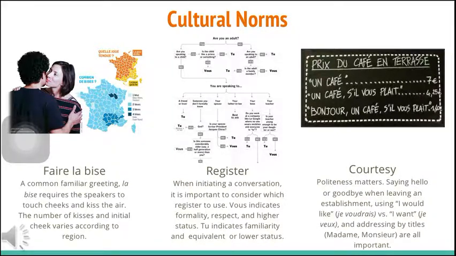Register is extremely important when speaking, as it is an indicator of the formality of the conversation and the relationship between speakers. Saying vous shows formality and respect, whereas tu indicates familiarity or lower status. Courtesy in language is extremely important, even if it is just saying hello or goodbye when entering or leaving a place. Other ways to show courtesy are saying I would like instead of I want, and addressing others by madame or monsieur.